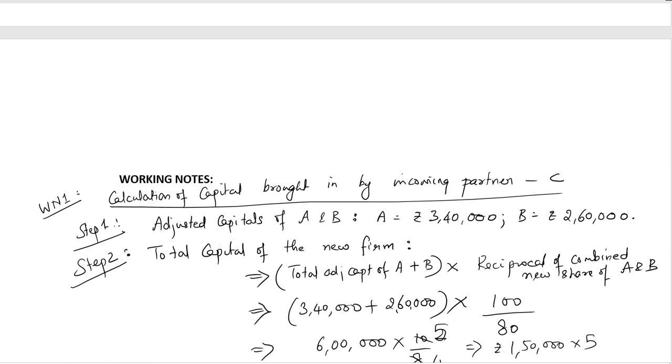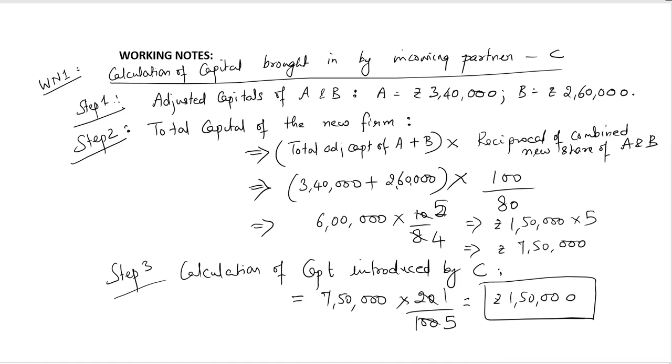Followed by the working notes to calculate the capital which is brought in by the incoming partner C. Step 1 was to determine the adjusted capitals of A and B. Step 2 was to take the total adjusted capitals of A and B and multiply it by the reciprocal of the combined new share of A and B. And step 3 was to calculate the capital introduced by C by taking the answer of step 2 into the share of capital of C in the new firm, which is 20%.